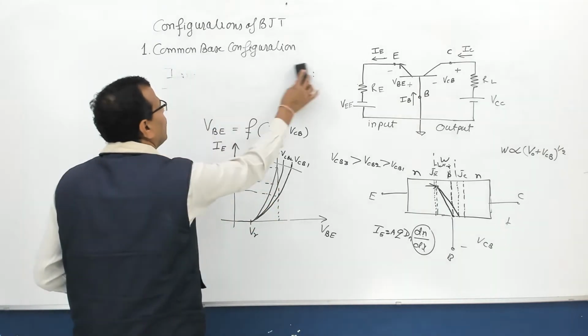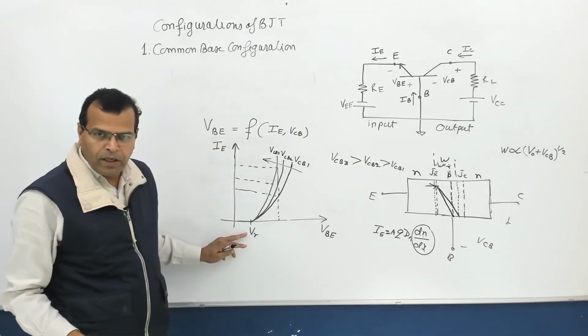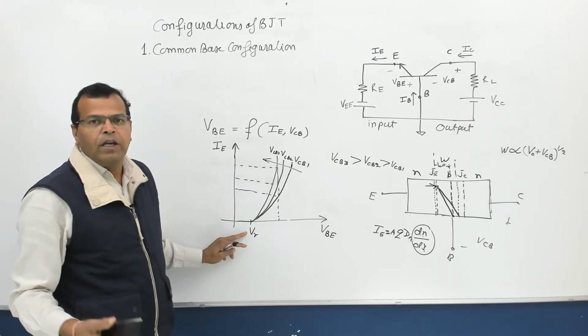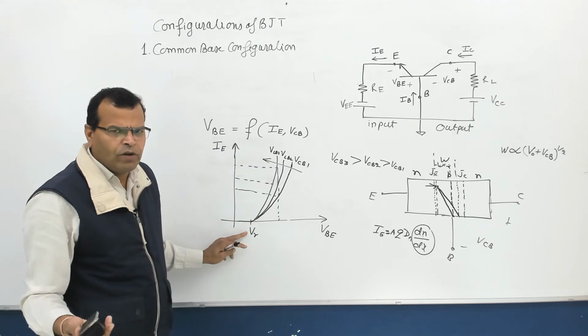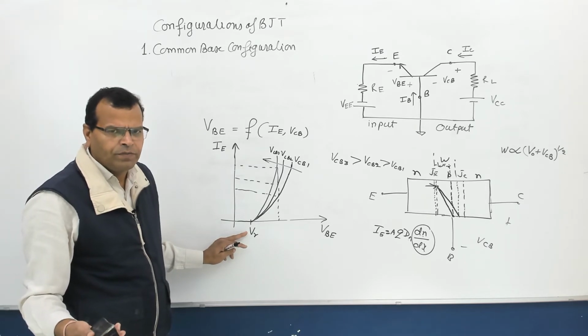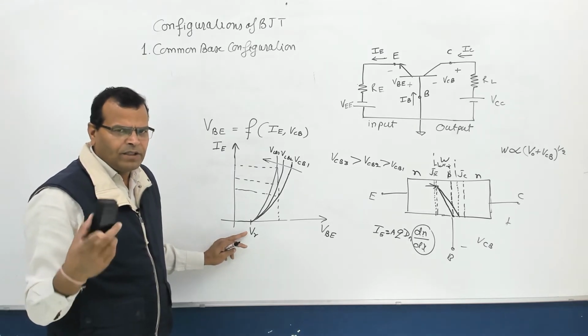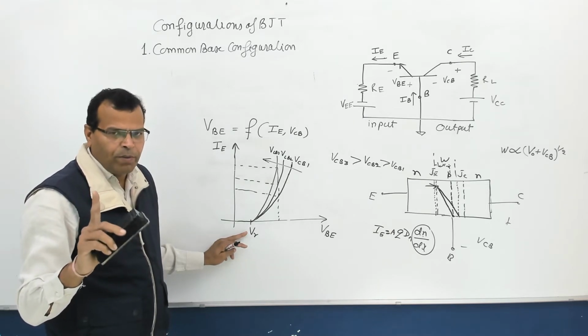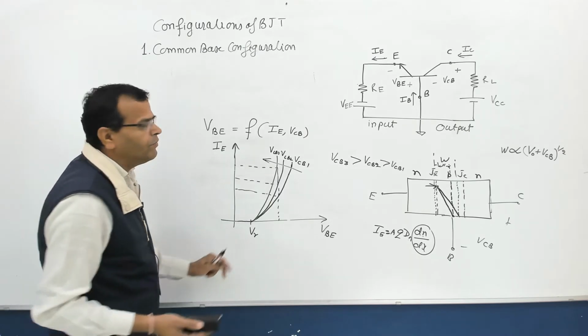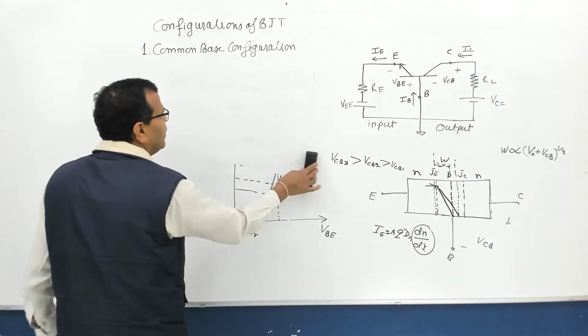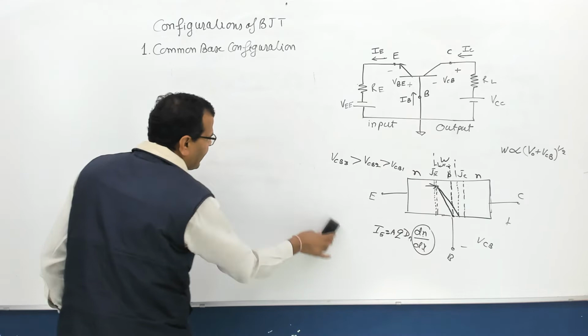Fine. Now this cut-in voltage, remember cut-in voltage in input characteristic is of the order of 0.1 volt for germanium and about 0.5 volt for silicon. Please do remember the figure. Fine. So this is your input characteristic.